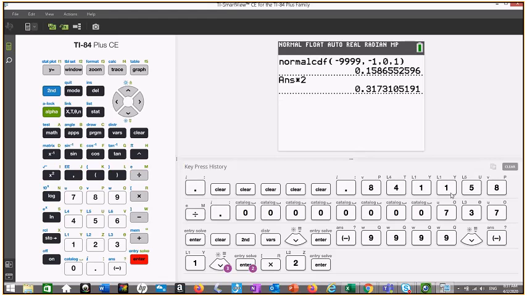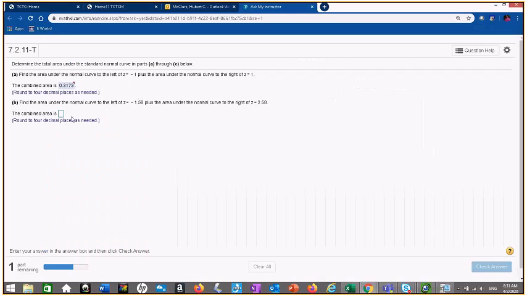So let's look back at the homework problem. 0.3173 is correct. Find the area under the normal curve to the left of z equal to 1.58 plus the area to the right of positive 2.58. So I'm going to draw a picture.